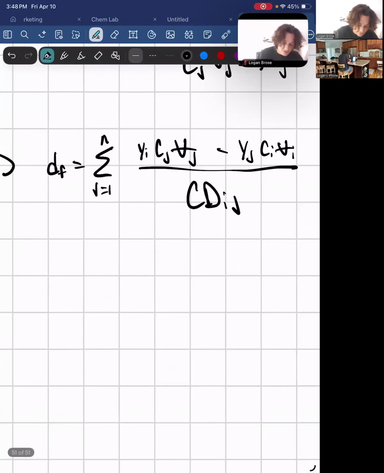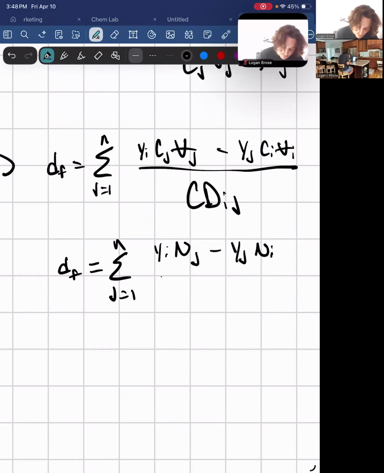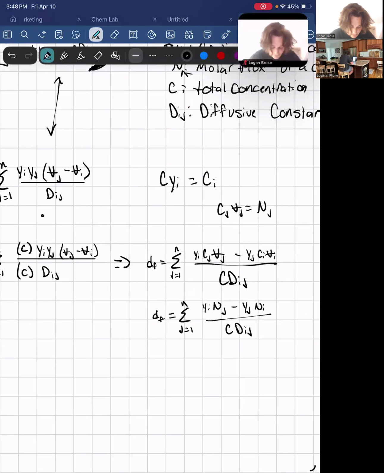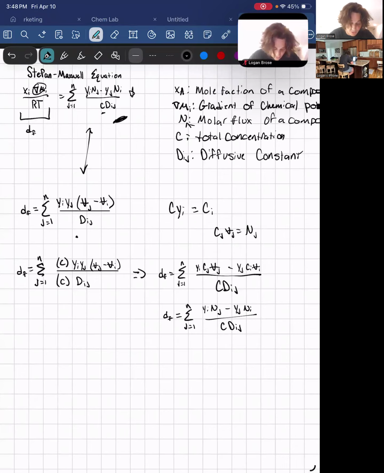And so we can then rewrite this equation. Our driving force equals the sum of y_i times N_j minus y_j N_i, all over concentration times diffusive constant. And if you compare these two equations, they're exactly the same. So we were able to connect these two Stefan-Maxwell equations using what we already know. And so we can further do this.